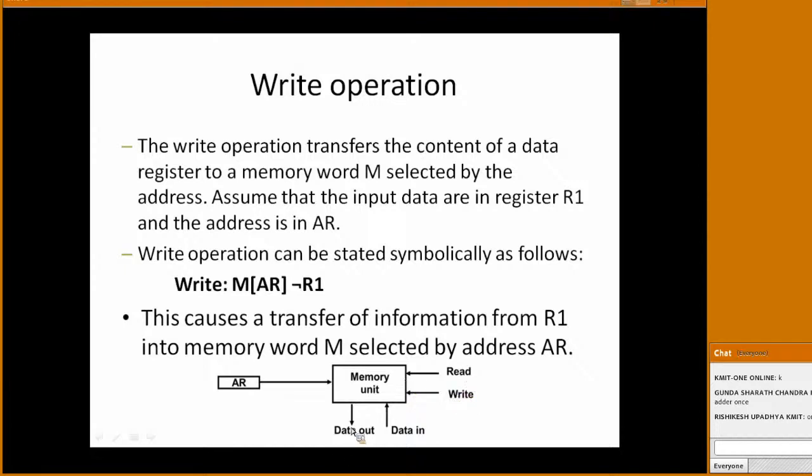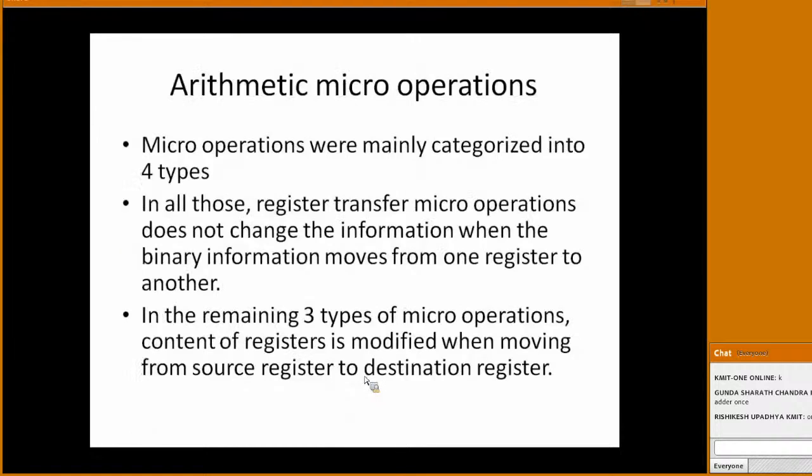When you perform a read operation, data will come out of the memory. When you perform a write operation, you can write data into the memory. Next, AR is the address register. Address register means you need to specify into which location of this memory unit, or from which location of this memory unit, you are reading or writing the data.